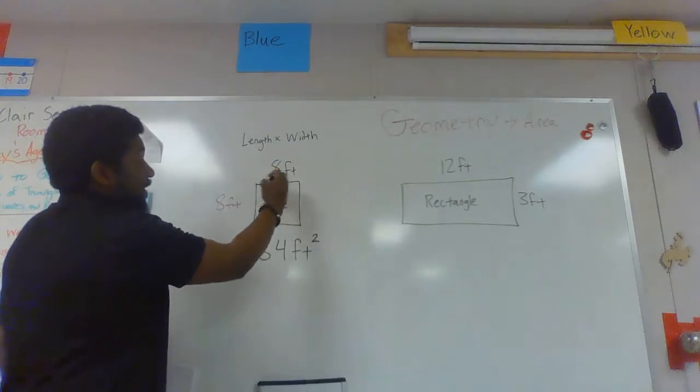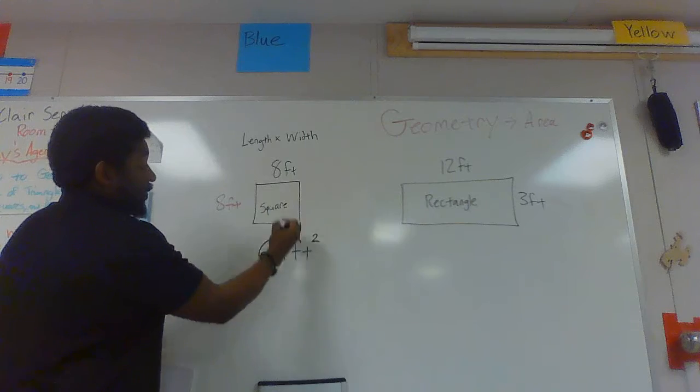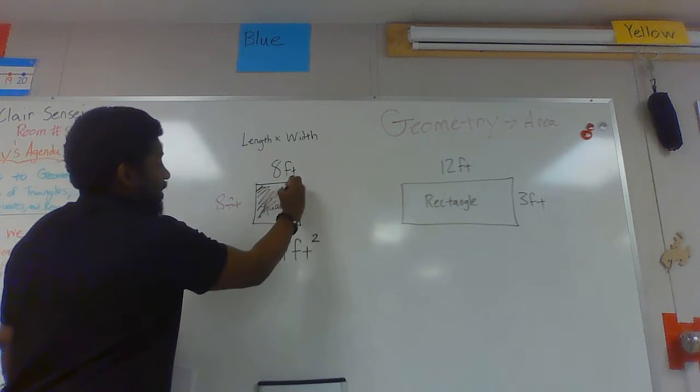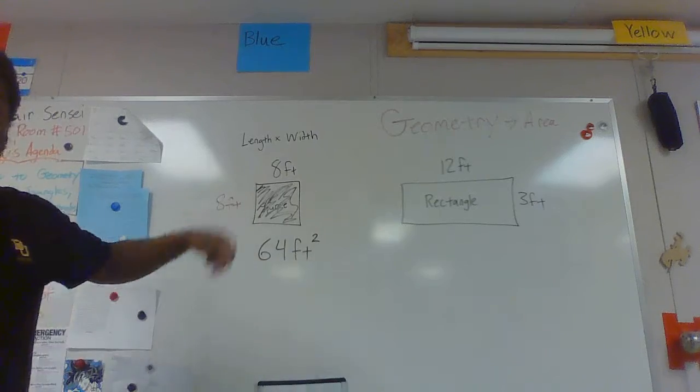Area is the space inside of a shape. So when I'm finding the area of this square, there's 64 square feet all inside of this shape. Area finds the space inside.